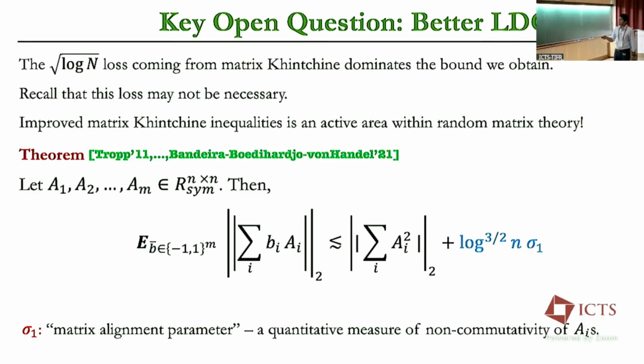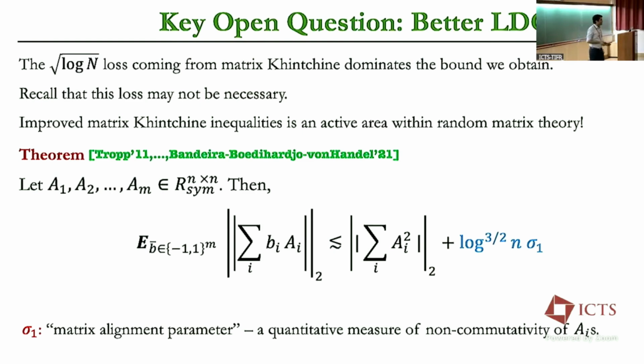Anyway, so here's an inequality that Bandeira, Boedihardjo, and van Handel proved a few years ago. All the same hypotheses, your symmetric matrices. I want to understand the expected spectral norm of some sum of BI AI. Now notice what the right-hand side looks like. In the usual Khinchin inequality, there's a root log n here and there is a 1/2 here, which still is supposed to be there. I'm just making the same mistake again and again. But the root log n has disappeared.